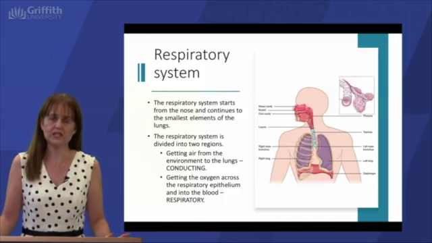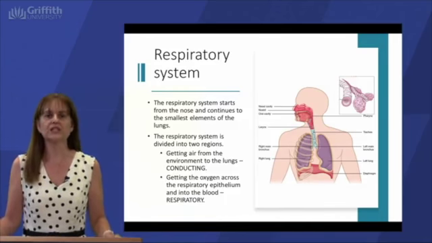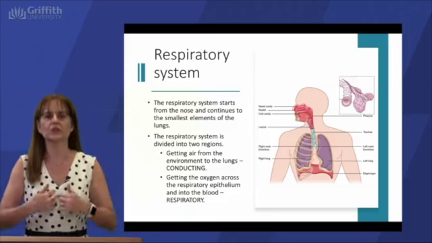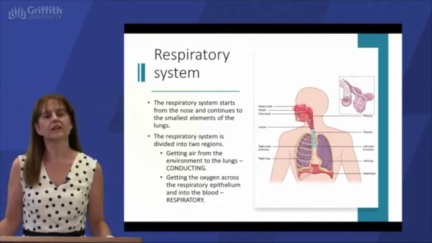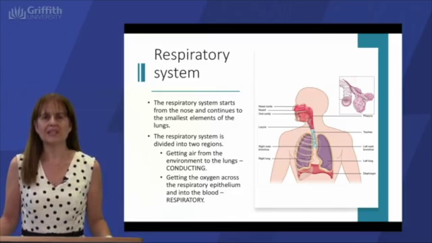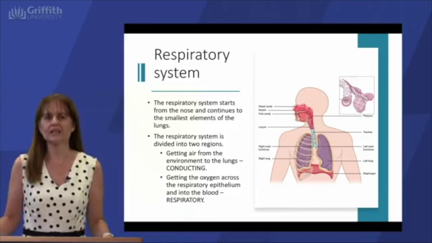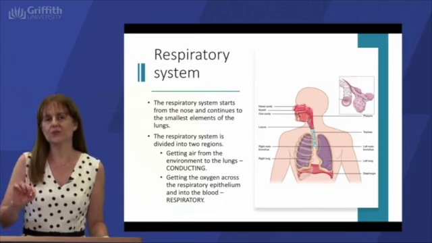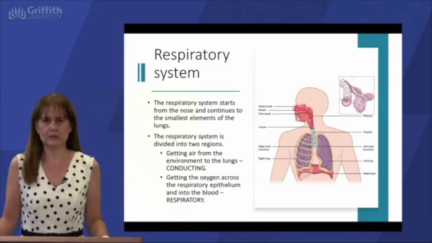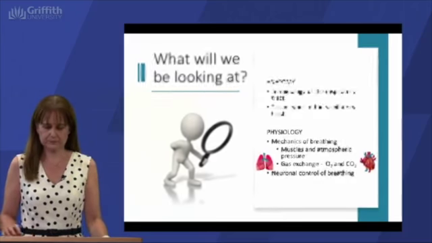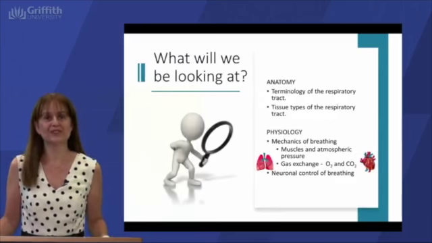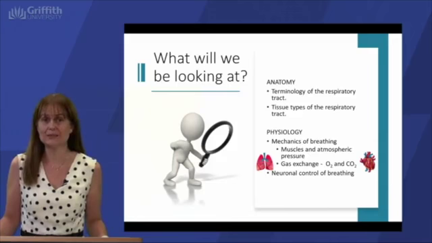The first is the conducting region. The conducting region starts at the nose and goes down the tube and enters into the lungs. The respiratory region is the area whereby we have those very small sacs at the bottoms of our lungs, and we need to get the oxygen from those sacs and into the bloodstream. By the way, you're expected to know both regions intimately.